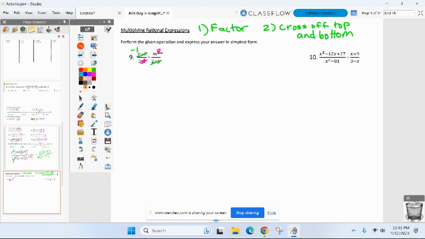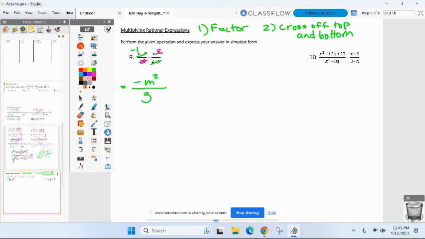All right, let's rewrite what's left now. What's left on top for me? A negative and an M squared, right? M squared. And then what's the only thing left in the denominator? 3. I'm done. There was nothing to factor, so I went to cross out right away.